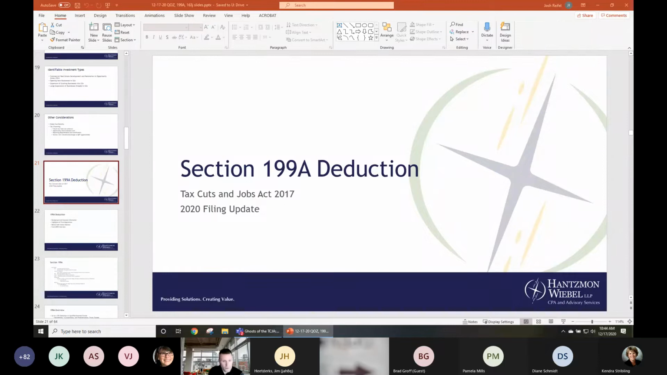For those of you who don't know me, I'm Josh Reifel. I'm one of the tax supervisors here, and somehow I have become the subject matter expert on Code Section 199A that was part of the Tax Cuts and Jobs Act in 2017.